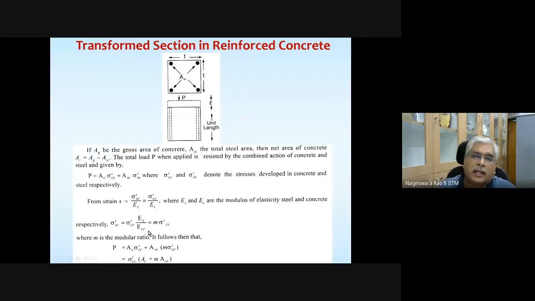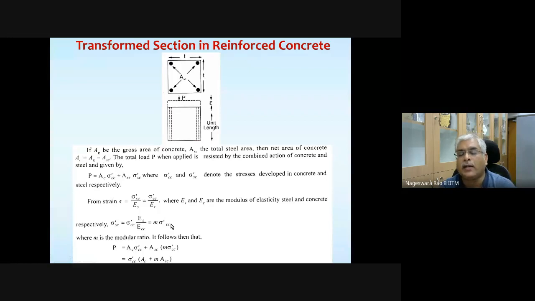And just now we noted that the ratio of modulus of elasticity of steel to modulus of elasticity of concrete is the modular ratio M. Okay, so stress in steel in compression is equal to modular ratio times stress in concrete in compression. Stress in steel in compression is equal to modular ratio times stress in concrete in compression.